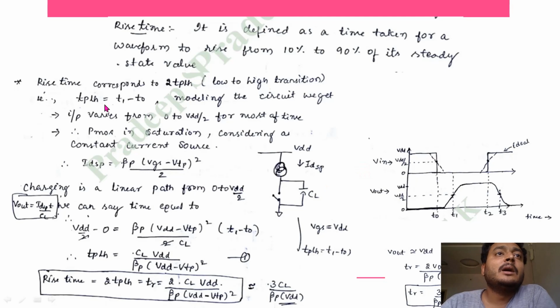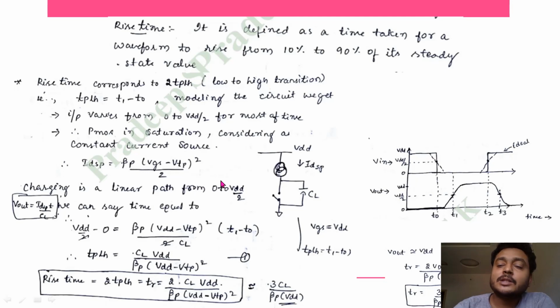Okay. So what is TPLH? TPLH is T1 minus T0. If you try to model that as in the previous example, what is the current equation? Since this is the saturation part, we know the saturation region equation for current: ID equals beta by 2 into VGS minus VT whole square. In this case it is a PMOS device, so IDSP equals beta P into (VGSP minus VTP) whole square divided by 2. This will be your current equation.